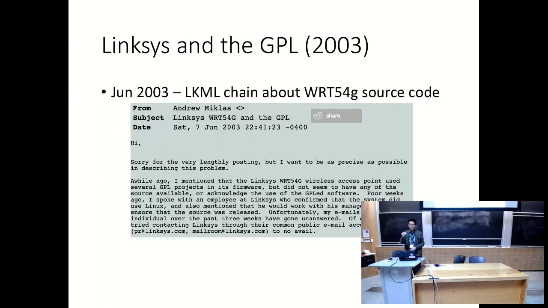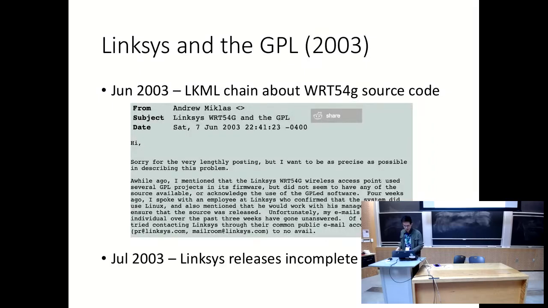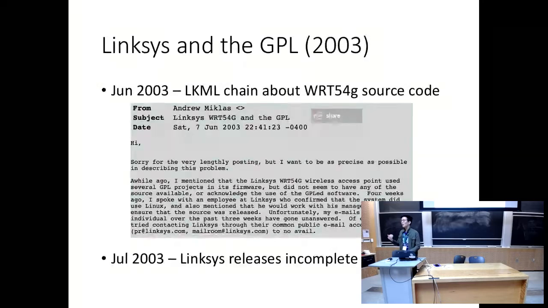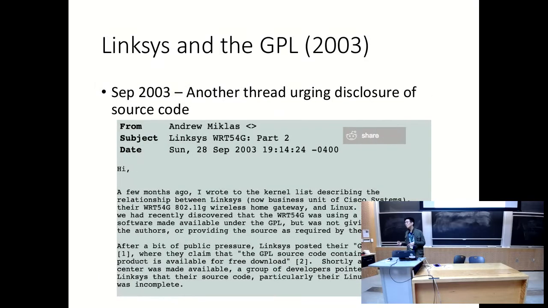And so in June, there started a large amount of social activity pointing out that this router contains GNU Linux code. Andrew Miklos sent one of the first emails, I think, to the Linux kernel mailing list, pointing out that this hardware contains GNU Linux code. He had been pestering Linksys and Cisco, and I think other people had been doing the same, and Linksys apparently released some source code in July of 2003. So it's not too bad, it only took a month or so. But the only problem is it didn't compile.